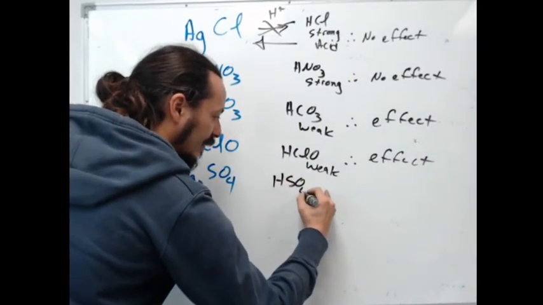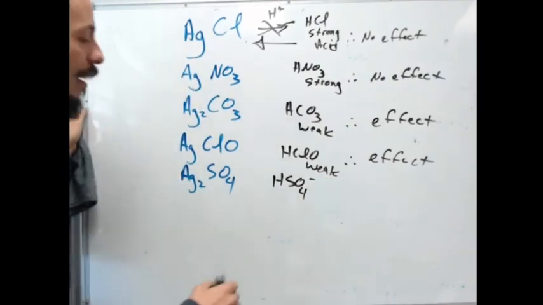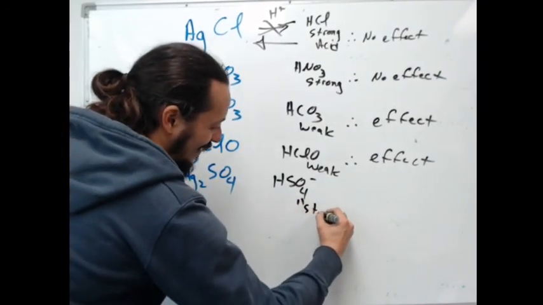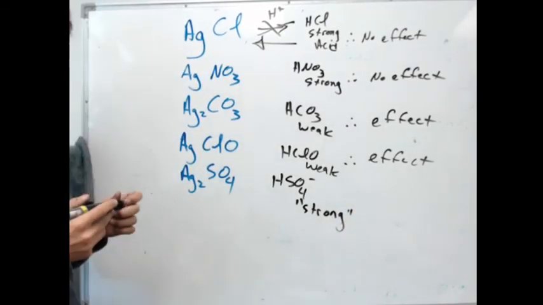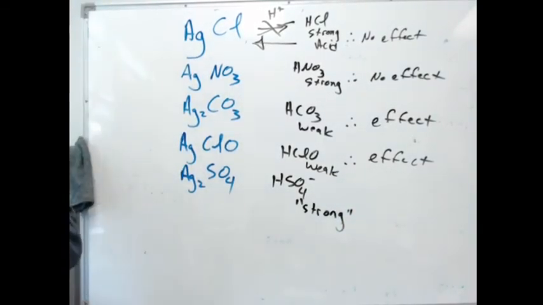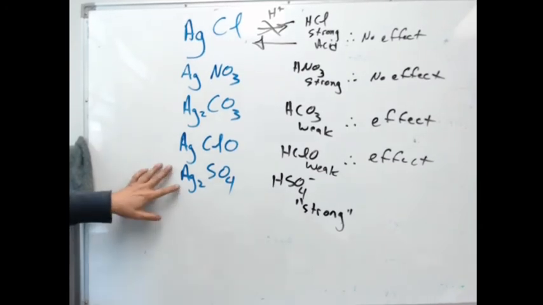HSO4 minus. It has two steps. This one is a little bit tricky. I put this one last for a reason. I was trying to think of something where it was Ag2.